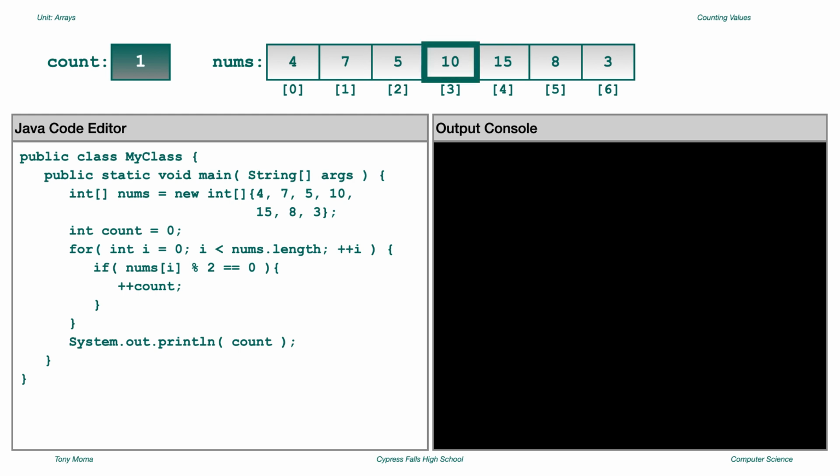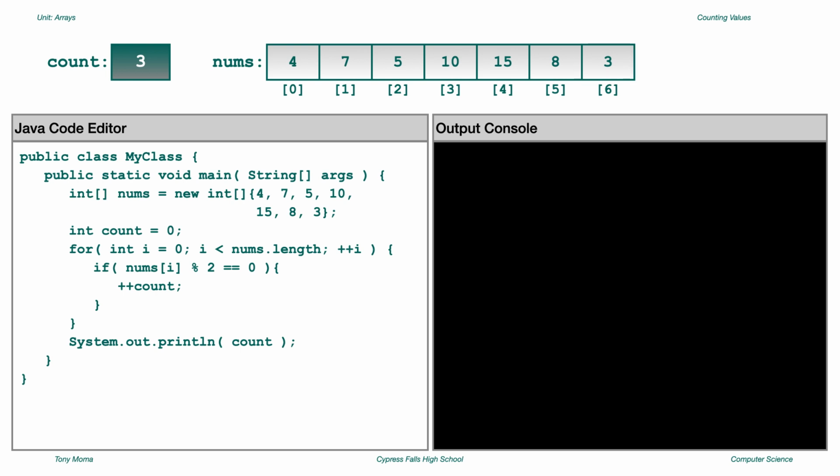Next, i equals 3. Does 10 modulo 2 equal 0? Yes, it does, so we increment the count variable. Next, i equals 4. Does 15 modulo 2 equal 0? No, it does not, so we do nothing. Next, i equals 5. Does 8 modulo 2 equal 0? Yes, it does, so we increment the count variable. Next, i equals 6. Does 3 modulo 2 equal 0? No, it does not, so we do nothing, and that completes the for loop.